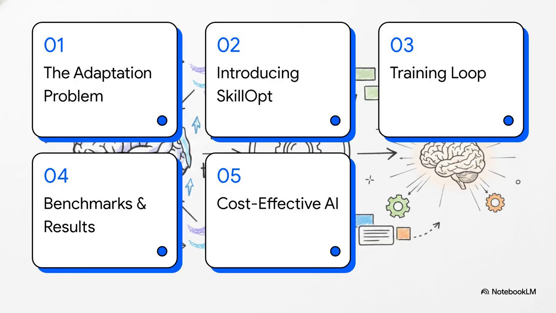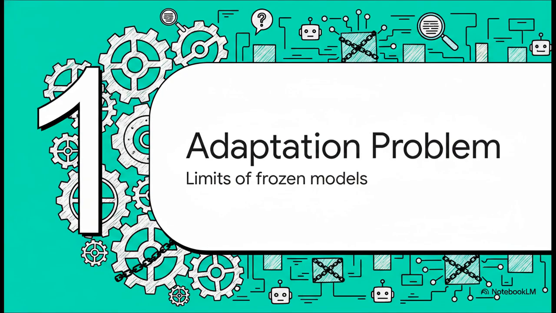Here is our roadmap for today. First, we'll look at the AI adaptation problem. Second, introducing SkillOpt. Third, the text-based training loop. Fourth, benchmarks and results. And finally, portable, cost-effective AI. Starting with Section 1, the AI adaptation problem.